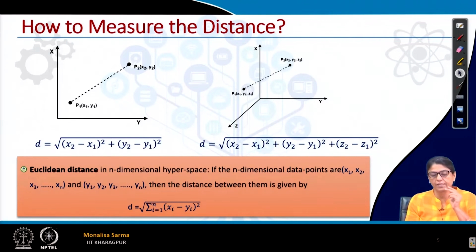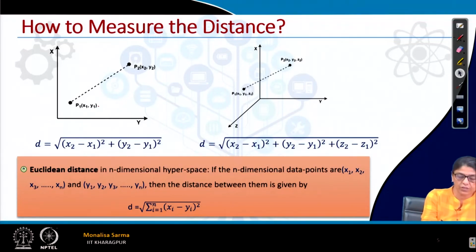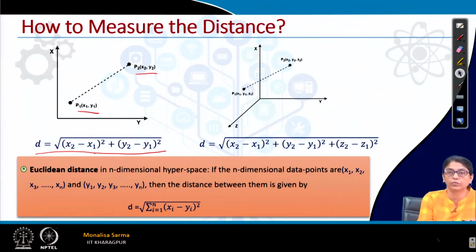When I say distance, how do I find the Euclidean distance between 2 points? Suppose there are two attributes in a tuple, in one observation. Suppose one point is x1, y1 and another point is x2, y2. All of us know how to find the Euclidean distance of 2 points. If the data is two-dimensional, that means it has two attributes, this is how we find the distance: the square root of x2 minus x1 whole square plus y2 minus y1 whole square.